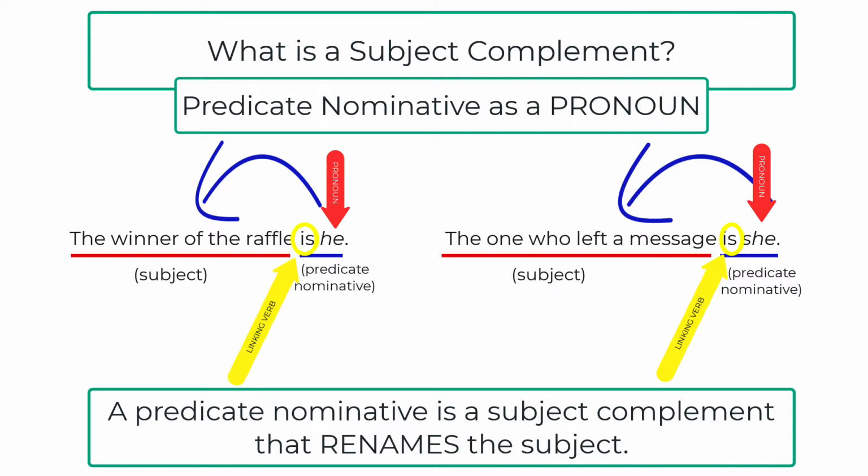Now, grammatically speaking, a pronoun coming after the linking verb renames a subject. Therefore, the pronoun must be in the subjective or nominative case. In other words, the grammatically correct choice should be the subject pronoun. However, native speakers will use the object pronoun, and this is becoming widely accepted. So when speaking informally, you could say, the winner of the raffle is him, the one who left a message is her.